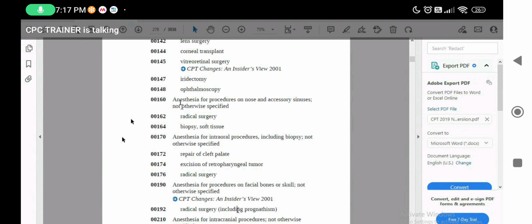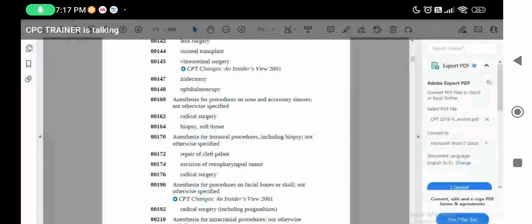This is for nose and accessory sinus radical surgery. This is for intraoral radical surgery. This is the facial bone radical surgery. That's all, right? This is the common one, guys. Hereafter, whenever you do it, you will understand. The simple thing is, you have to read with the primary code along with the secondary code. So this is the method you follow.